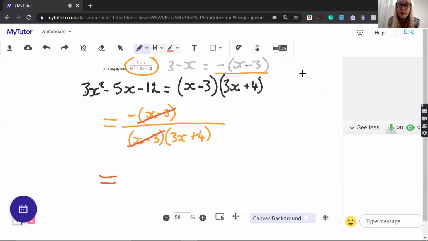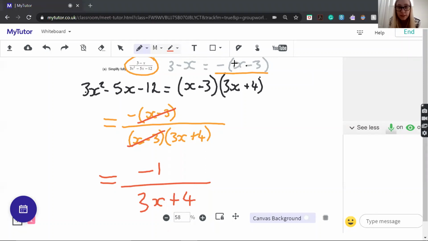Well, the top becomes -1, because this is essentially saying that this is -1 times x minus 3. So the top becomes -1, and the bottom just becomes 3x plus 4. And that's as much as we can do for that, but that's a much simpler version. That actually looks quite neat, quite nice. So hopefully that makes sense.